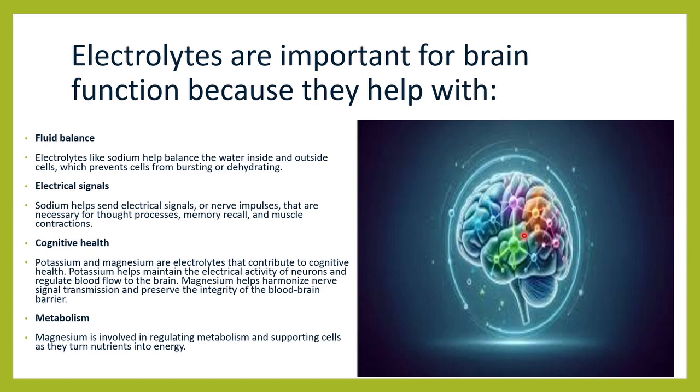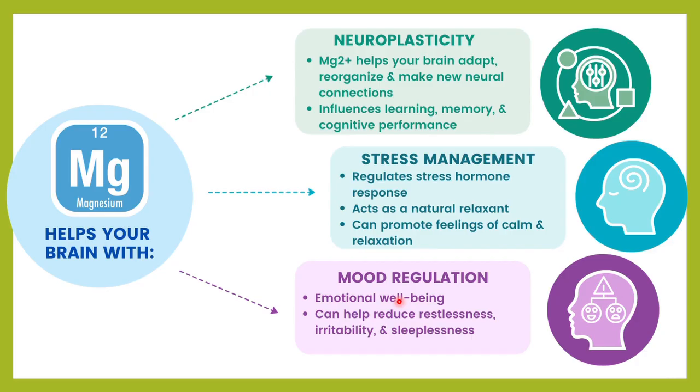These electrolytes are very important in sending electrical signals, nerve impulses, which are important in memory recall, muscle contraction, thought processes, etc. They help in the cognitive health of the brain, and also support the brain cells and turn nutrients into energy. So these are very important functions of electrolytes in the brain. I've told you, magnesium helps in neuroplasticity, stress management and mood regulation. All these things are maintained by these electrolytes.